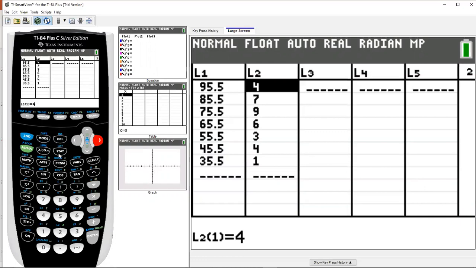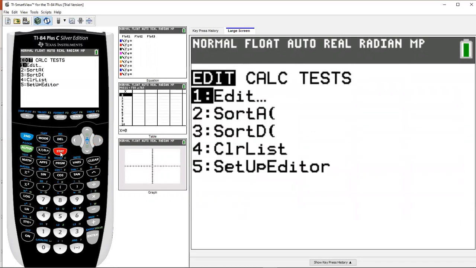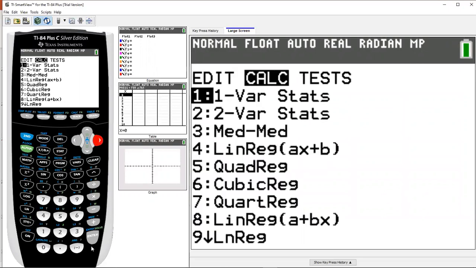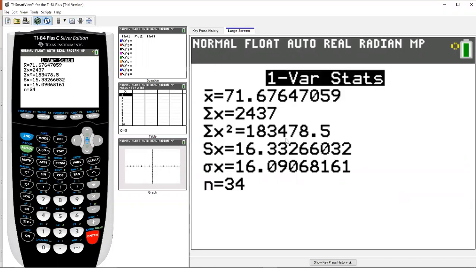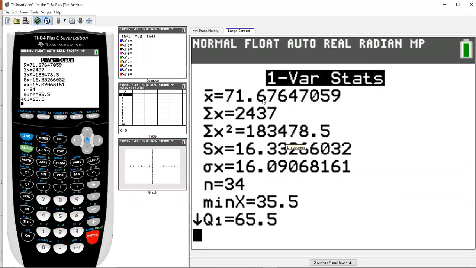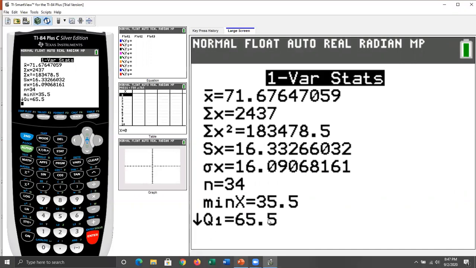So after you get all the values typed in, you're going to go to Stat, go over to Calc, and again, pick 1-Var Stats. For the list, that's list 1. Since we're doing a frequency list, we're going to do list 2, L2, and then go down to where it says Calculate, press enter. As before, this is going to give us the mean and the standard deviation. And so let's see what we have here.